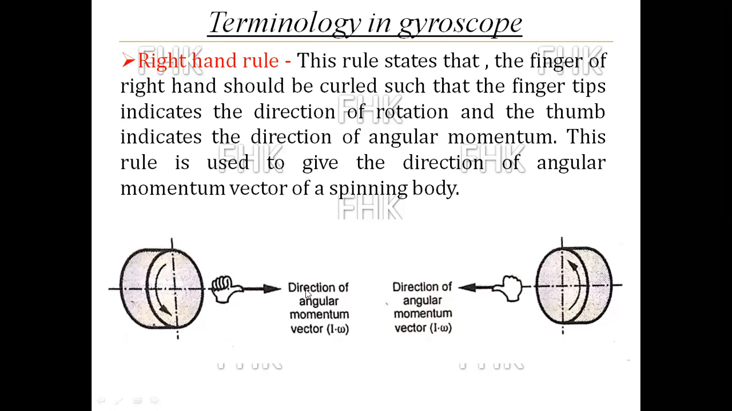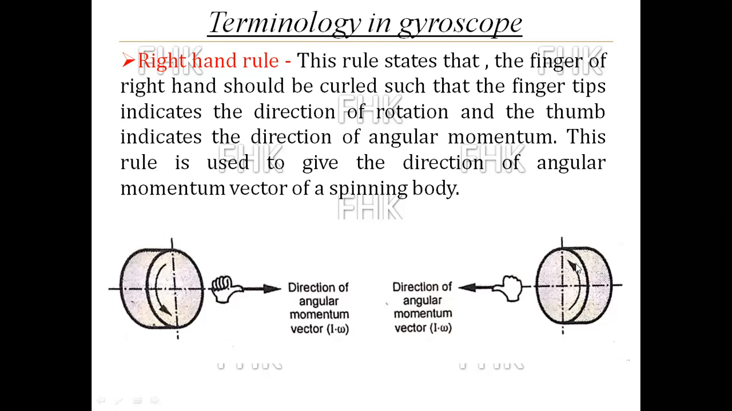If you observe the rotation of the rotor from the right hand side, you can see that the rotor is rotating in the anti-clockwise direction. So you have to curve your fingers in such a way that your curling fingers indicate the anti-clockwise direction of the rotor. At the same time, the thumb will indicate the direction of the angular momentum vector.